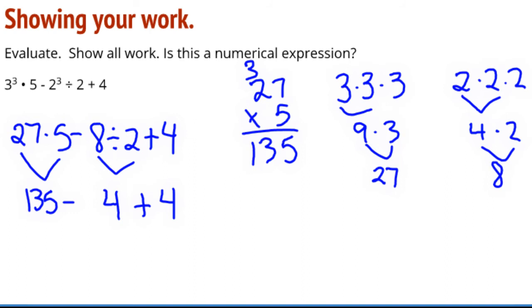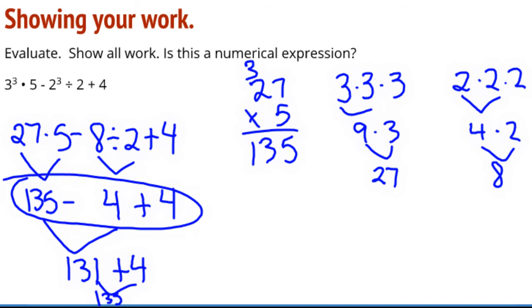And now I'm going to go left to right, and I'm going to look for subtraction or addition. So I've got 135 minus 4, which is 131, plus 4. And of course, I've turned right around and added that 4 back on, 135. So to a certain degree, I should have looked and said, hey, we practiced that clear back in lesson 1 of this module. Took away 4, added 4. I am going to end up with 135.